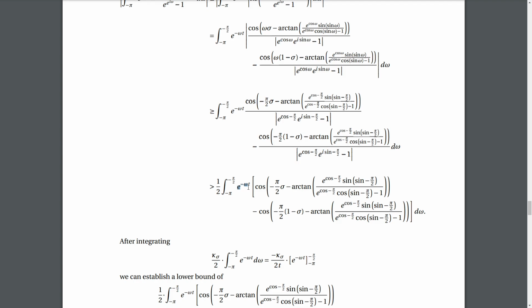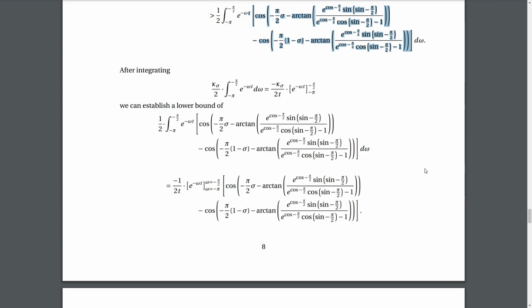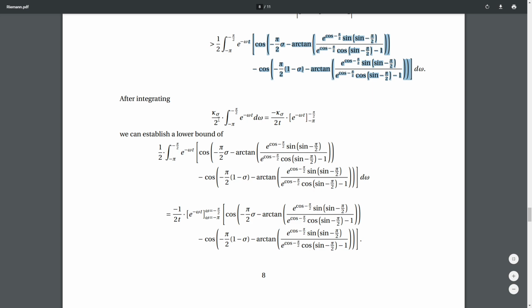And then we've created a strict lower bound by replacing the denominator with the value where it is maximal, which is just 2. So then we pull out that 1/2, because it's 2 in the denominator, so it's 1 over 2. And so we have this, which we're going to integrate, and this, which is constant with respect to omega, now that we've made several simplifications. So now we have this, which is kappa sigma, divided by 2, times this integral of e to the negative omega t d omega, and this is equal to this, because there's this negative sign, so when you integrate it, the negative comes out in front.